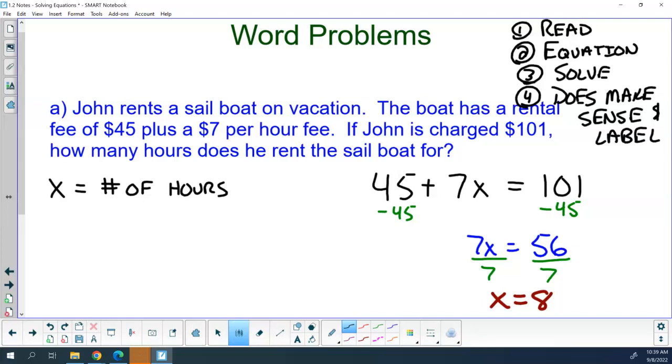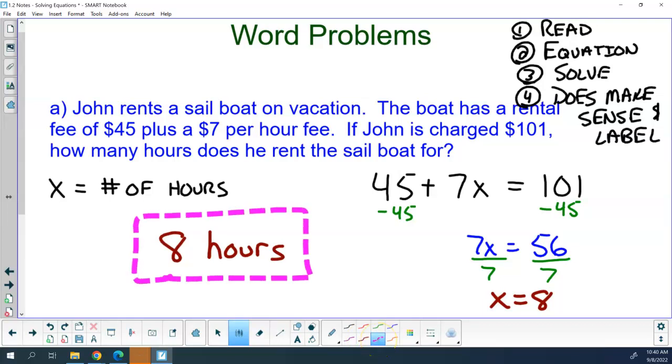What if we would have gotten an answer here of -8? That should be a flag, an alarm bell should be going off. Wait a second, can't rent it for a -8 hour time frame. So that's what I mean by does it make sense. And then the label is, since we said X was the number of hours, we're going to say that he rented the boat for 8 hours.